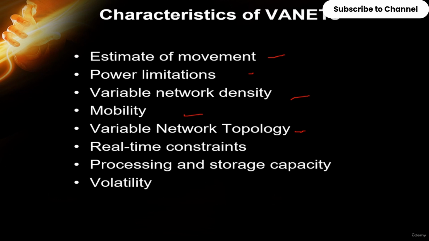Then real-time constraints. The real-time constraints are like data transfer between the nodes with some threshold points being needed, and then processing and storage capacity. While processing and storage capacity of a vehicle, the processing is with the cars, and storage capacity is difficult to use because of the space constraints.